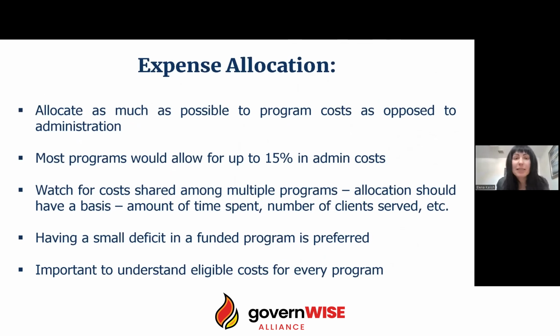So let's talk about expense allocation, because most of our First Nations and related organizations are running funded programs. Then the majority of our expenses really relate to funded programs. And even if some of them are not so clearly related, it's really important to allocate as much as possible to program costs as opposed to administration or general expenses. So definitely review, maybe with program managers and program staff, all your costs to make sure they're allocated properly as program costs.